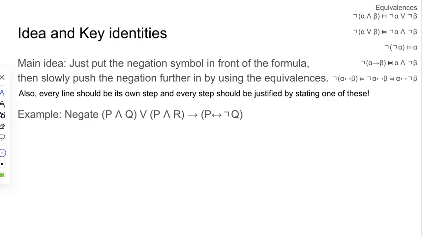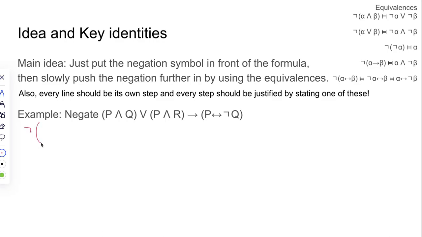And so the main idea with this is to put the negation symbol in front of your formula or your statement and then slowly push the negation further in by using these equivalences. Every line should be its own step, so its own use of these equivalences, and every step should be justified by stating one of these. So we'll start off with this example, and this example is not in the lecture.